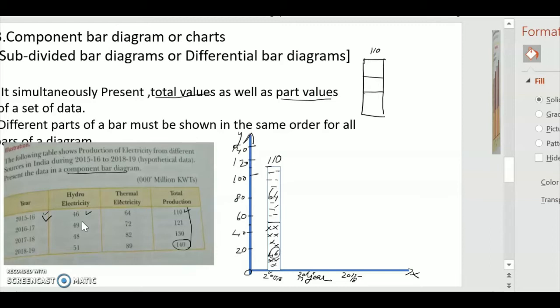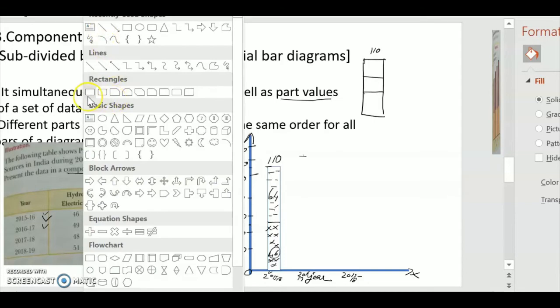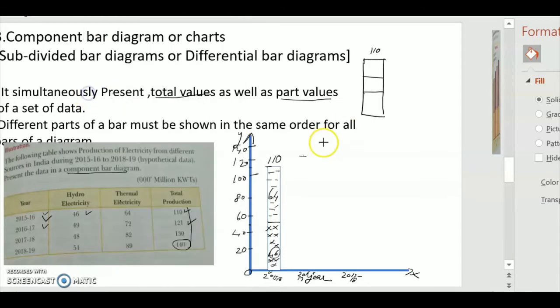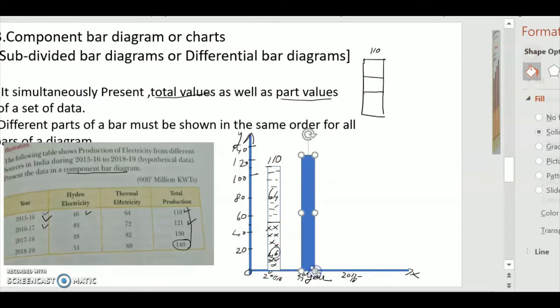Now next is 2016-17. That also we have to draw. The first thing: what is the total production? We take that from the y-axis, 121. Where is it? It will come almost here, 121. So again I am drawing one rectangular bar there, 121. This is 121.